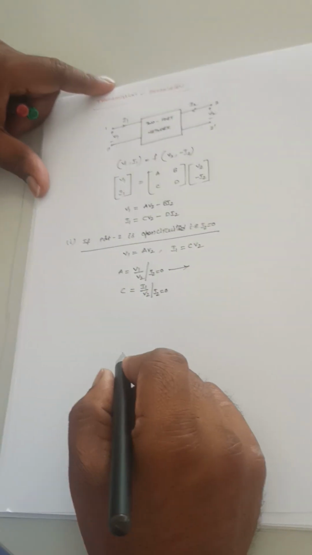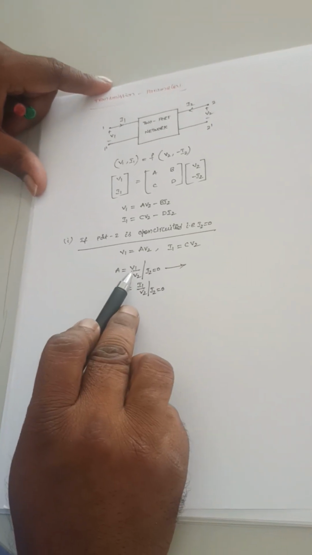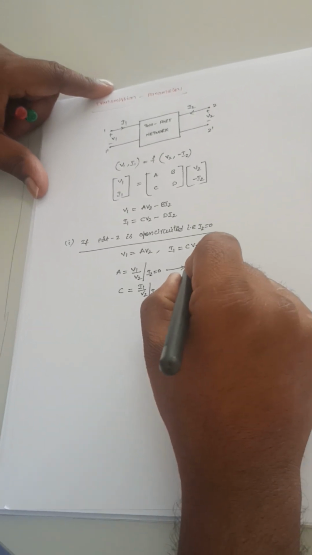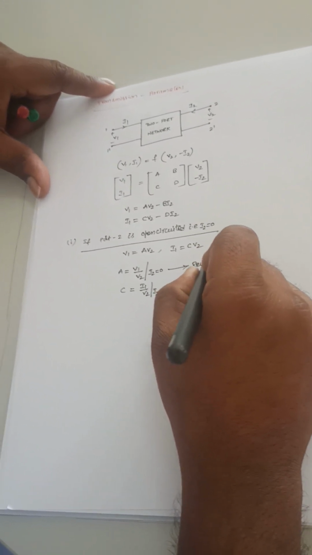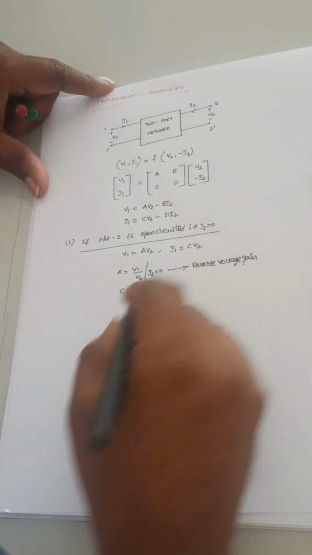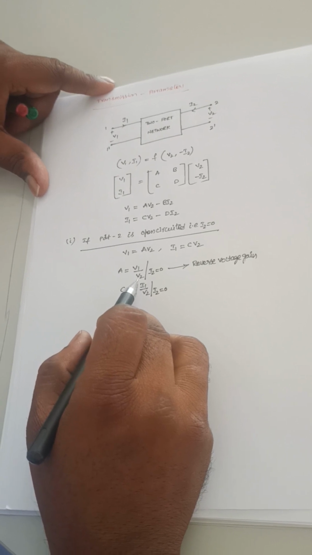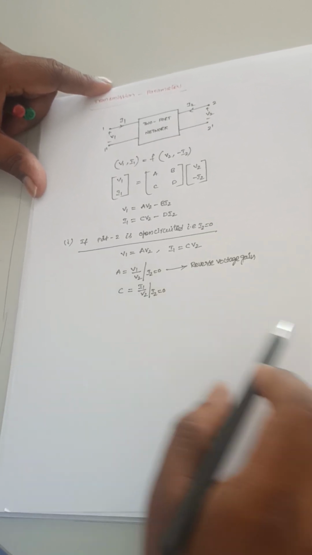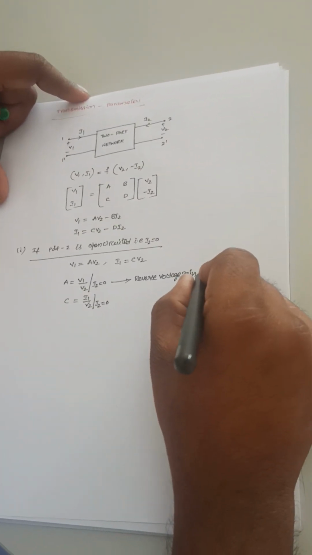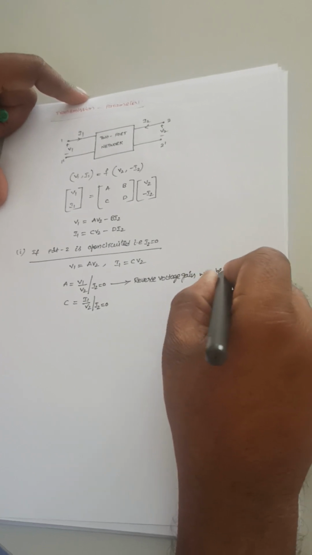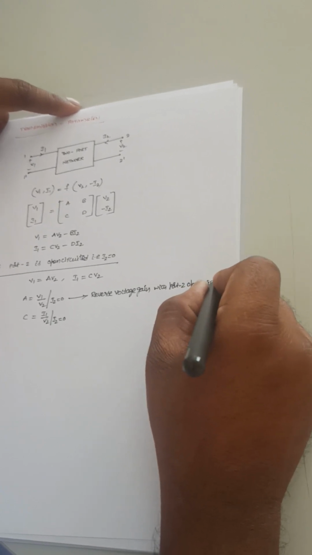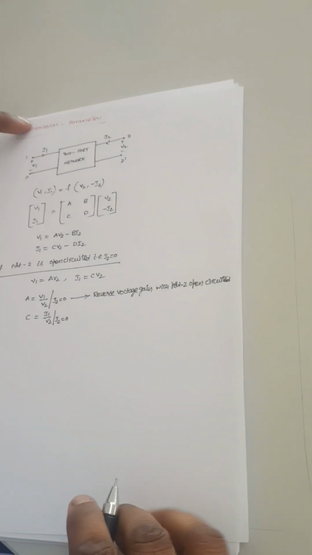This A is called voltage gain, V by V, voltage gain. That too it is reverse voltage gain. If it is V2 by V1, then that is forward voltage gain. Since it is V1 by V2, it is named as reverse voltage gain, with port 2 open circuited.